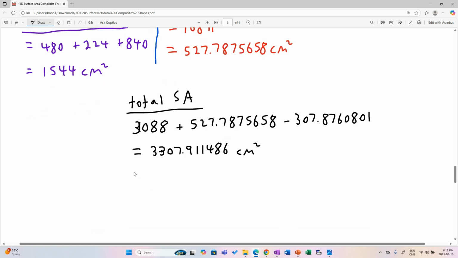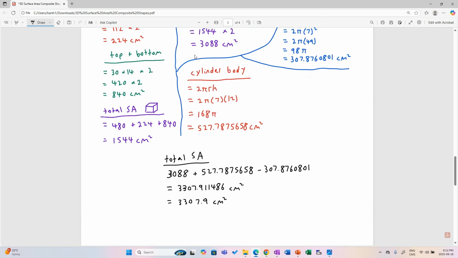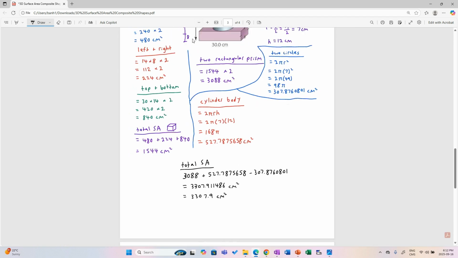Now, if it tells me to round to, let's say, the nearest tenth, then I would simply write 3307.9 centimeters squared. Let me zoom out a little bit so you can get a bigger picture of everything.